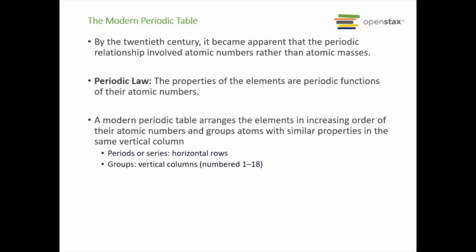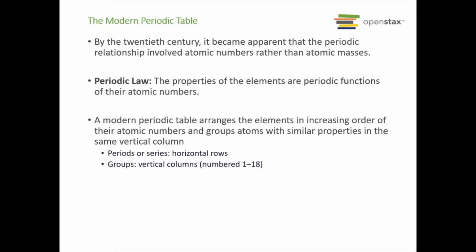So by the 20th century, there was a relationship established with atomic numbers rather than masses. The periodic law then states that the properties of the elements are periodic functions of their atomic numbers. So the table has been changed from atomic mass to atomic number. The modern periodic table arranges our elements in order of atomic number, starting with 1 and ending with 118.